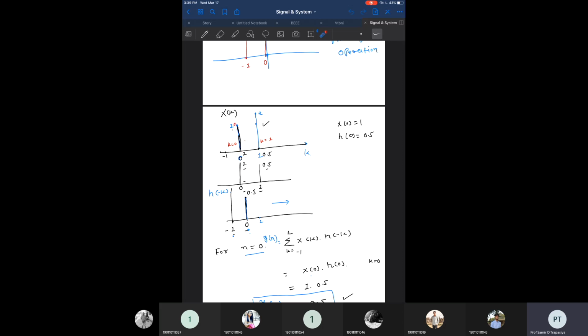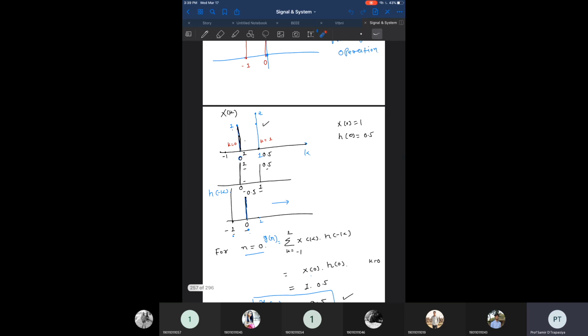For every shifting, we find the overlapping area, and the overlapping area is the area in which all points of overlapping are to be considered. X of k is multiplied with h of n minus k, point to point, and for all such overlapping points we need to identify them and then add up. So we can start with n equal to 0, then find x of k and h of minus k, assigned to y of 0. Then for n equal to 1, we can assign it as y of 1.